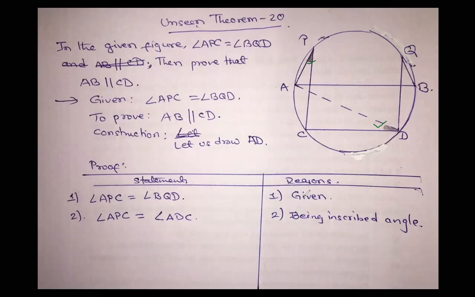Okay, it was given in the question. Sorry for this one. So this and this, they are equal to each other. It is given. Okay, number two. I was talking about number two. So APC equals ADC. APC and ADC, they are equal to each other.